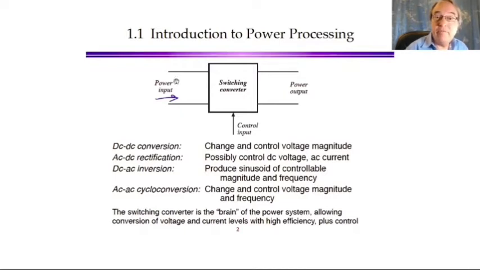AC input current waveform. The inverse of rectification is called inversion, in which we have a DC input and we produce an AC output of a controllable frequency and magnitude. AC to AC cycloconversion involves changing the frequency and the amplitude of the AC voltage. In each of these, the switching converter is the key electronic power processing element, and it is composed of electronic devices as well as reactive elements, and we attempt to build this with very high efficiency.